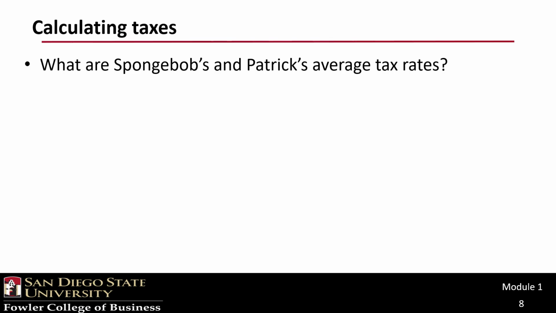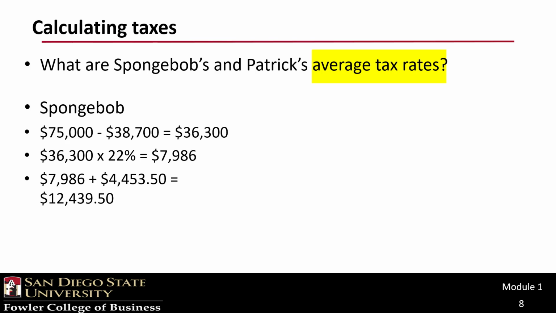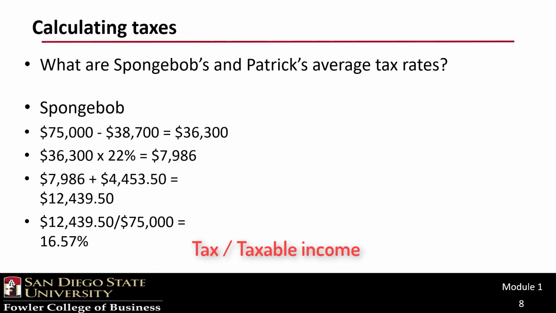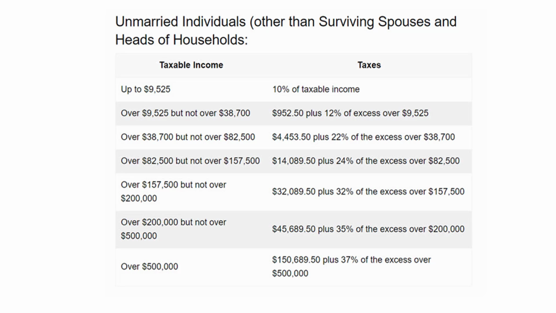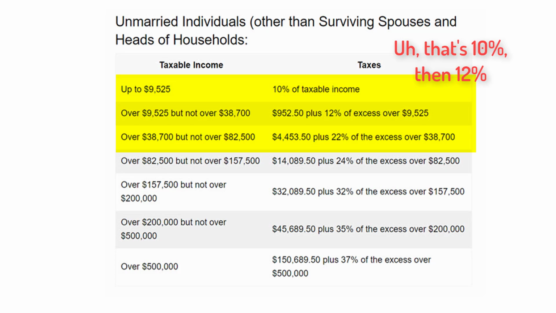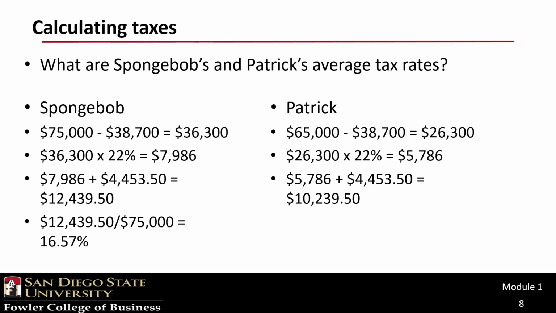So what are SpongeBob and Patrick's average tax rates? Well, we'll start with SpongeBob. We've calculated his tax like we did previously on the $75,000 of income. To find someone's average tax rate, you simply take the amount of tax and divide it by their taxable income. So SpongeBob's average rate is 16.57%. When you think about that, that's a function of the weighted average of first paying at 12%, then paying at whatever percent, and finally 22%.